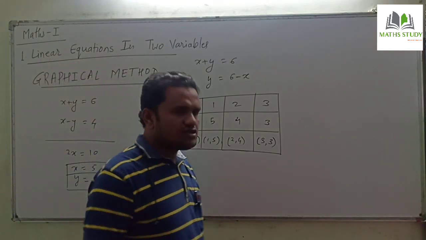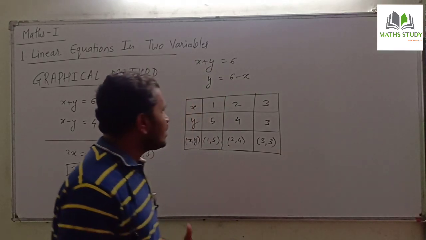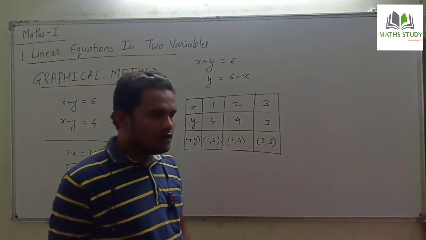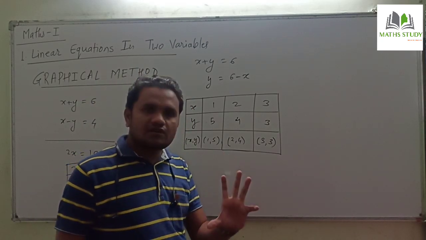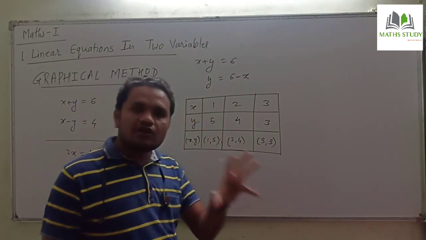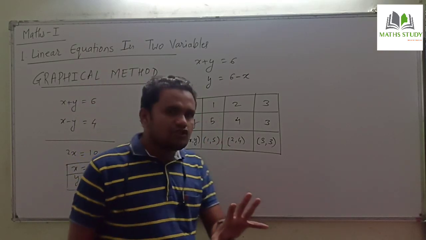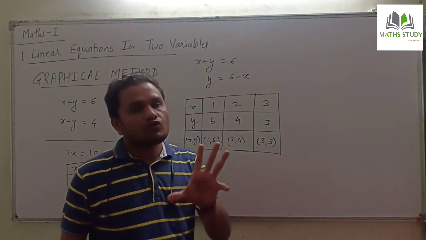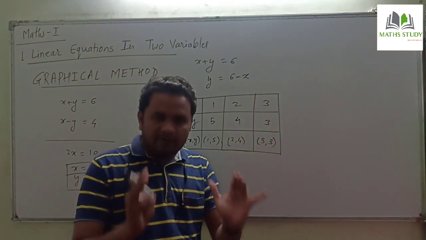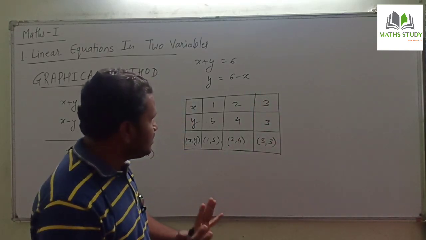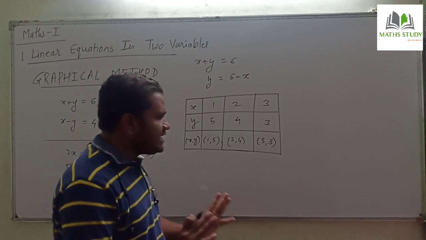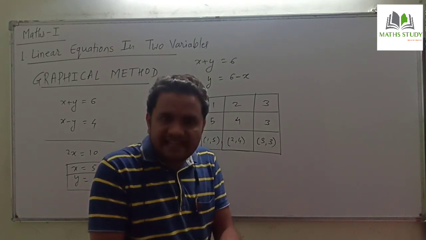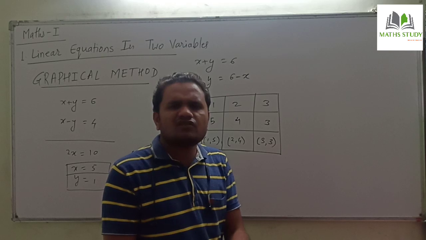Now, many students ask me, sir, is it necessary that every time we should choose 1, 2, 3? Or is there a procedure that only some particular numbers can be taken? See, there is no such procedure. You can take any number. Any number does not mean 2-digit or 3-digit numbers, we have the limitation of our graph also. But what you have to do is take one number in such a way that after substituting that number, the result which you are going to get should be a whole number.